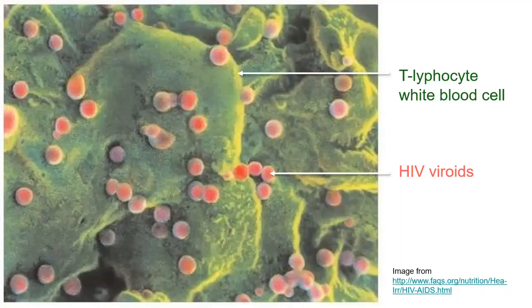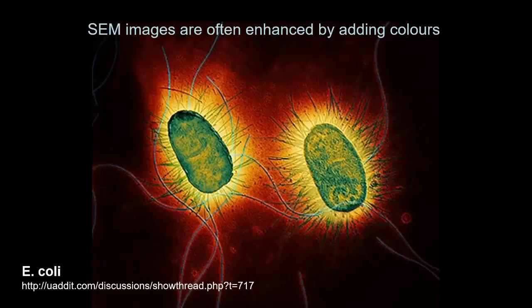Here's another colorized one. This is another virus. This is HIV. It's budding off of a white blood cell, and you just don't see it quite as nicely if everything was just in grayscale. Some people are really good at adding color. I'm not sure exactly how they did this, but it just really pops out and looks beautiful. There's some E. coli for you.